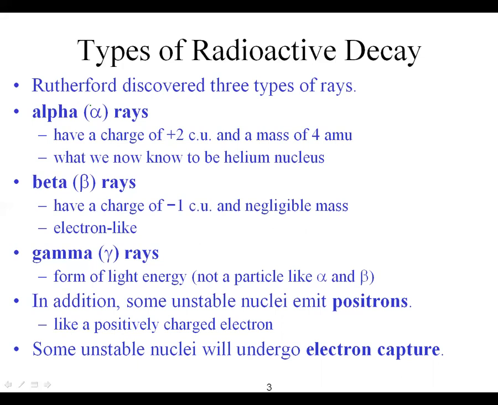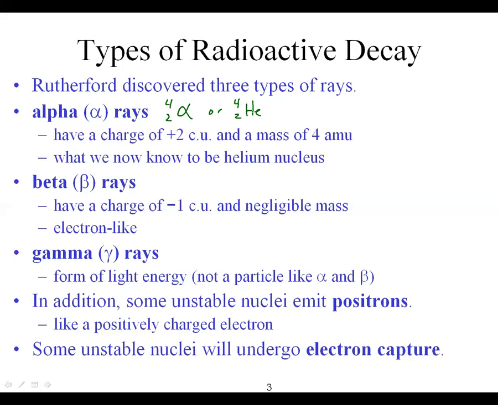In nuclear chemistry, you'll see an alpha particle written one of two ways: the alpha symbol with a 4 and a 2, or just helium with the 4 and the 2. Very common in nuclear reactions, an alpha particle will be displayed as helium with the 4 and the 2. A beta particle or beta ray has a charge of -1, and it's basically an electron.